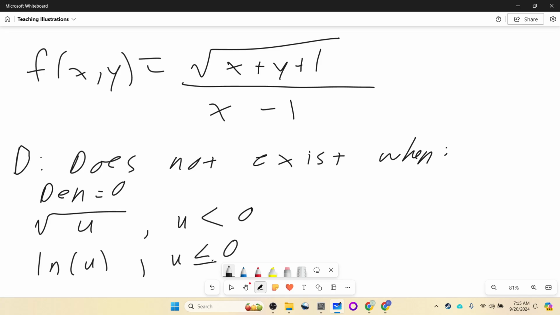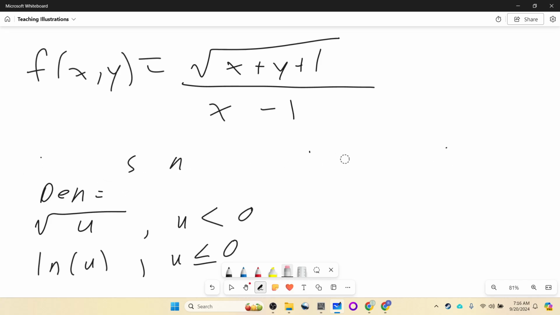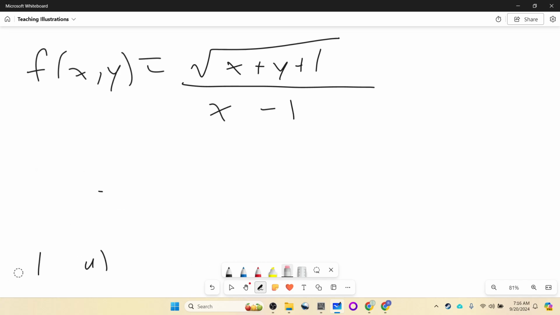For log, you can't have 0. For square root, you can. So what we usually do for domain is we rule out everything we can, and then whatever's left over is the domain. Now, since this has 2 variables, our domain will be living inside R squared. It'll be something on the plane, but the exact values, we have to rule out some stuff.